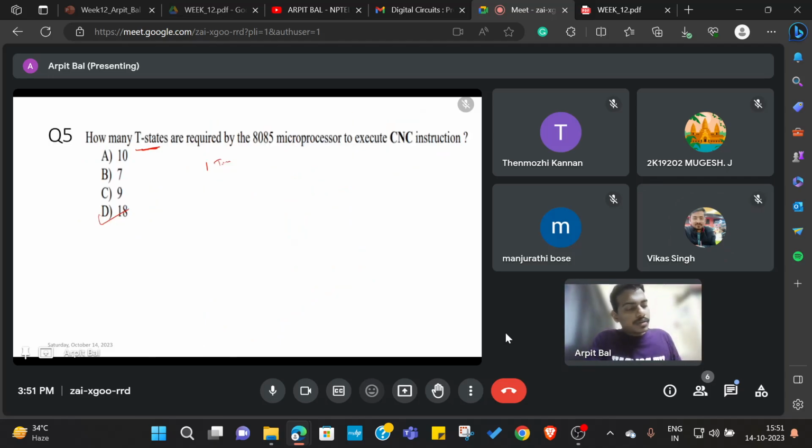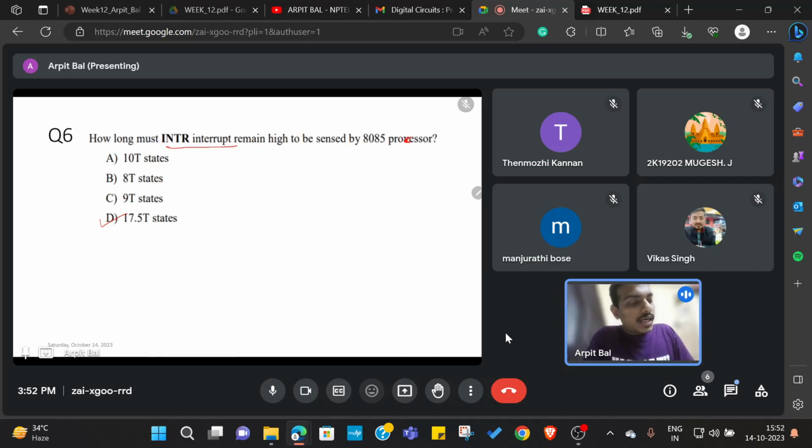Okay, so similarly the next question is related to the number of T states that are required by the 8085 microprocessor to execute the CNC instruction. This is something you need to remember, that it needs 18 T states.